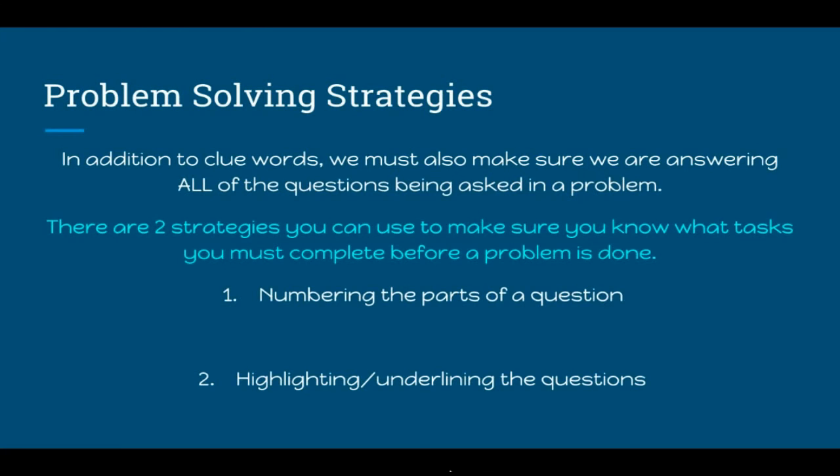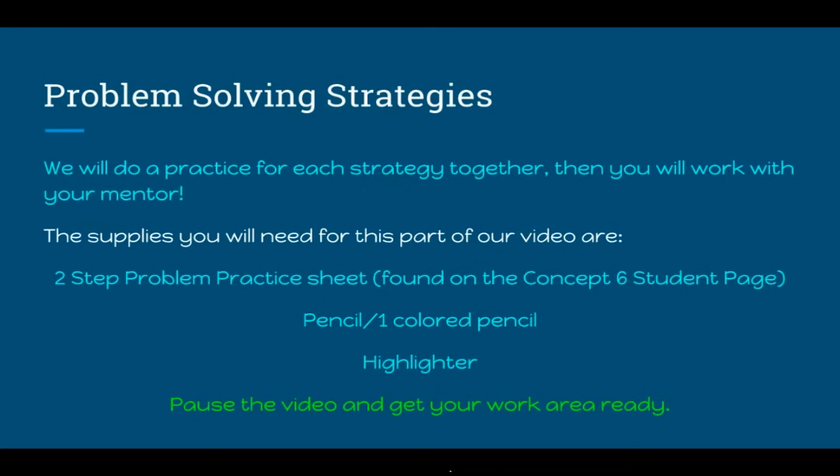In addition to clue words, you must also make sure that you're answering all the questions being asked in a problem. There's 2 strategies you can use to make sure you know what tasks you must complete before a problem is done. The first one is numbering the parts of a question. The second is highlighting or underlining the questions. We're going to practice each strategy together, and then you will work with your mentor.